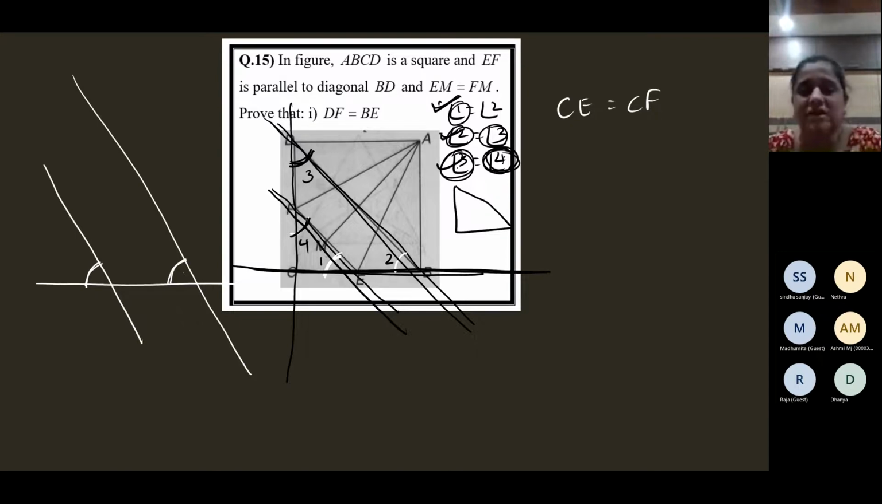Just take some numbers. Supposing angle 4 is 50 degrees. Then angle 3 is 50 degrees, and angle 2 is 50 degrees. If 2 is 50 degrees, this other 2 is the same, 50 degrees. Then angle 1 is also 50. So you can see that all the angles are equal. So angle 1 is equal to angle 4. Like this, we prove that angle 1 is equal to angle 4.